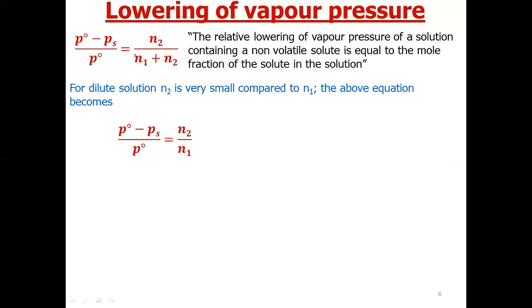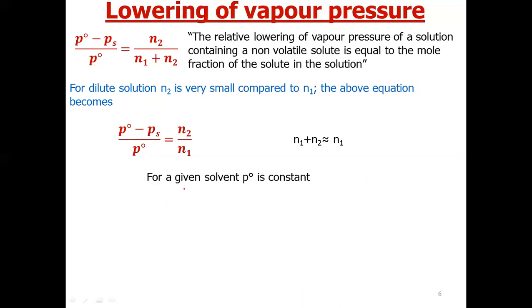We can neglect N1 from the denominator. Why? Because its value is very less compared to N2. Suppose N2 is 1000, N1 is 0.5. So N1 plus N2 is 1000.5, which is almost equal to 1000. So we have neglected N1 from the denominator because N1 plus N2 is approximately equal to N2 for a dilute solution.